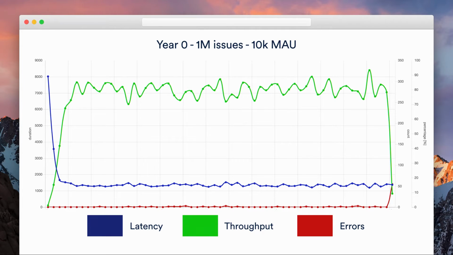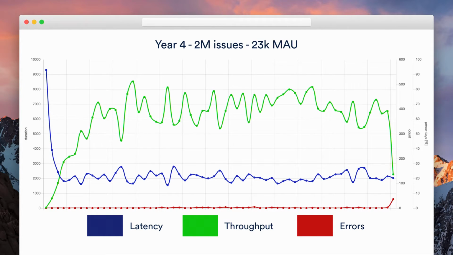So this is year 0 of the experiment, which represents our current scale. This is 1 million issues and 10,000 monthly active users. And the performance is all right. There are no errors, and the latency is under 2 seconds consistently. So we grew our Jira and tested it year by year.